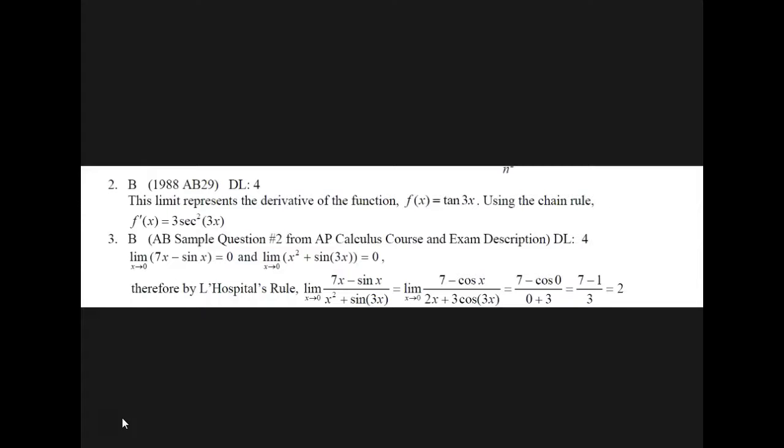Good job. So number 3 is a L'Hopital's. It was B. And then the difficulty level, that's what the DL stands for. The difficulty level here is a 4. A 5. So indicating if you get this question correct, you get like a 4 on the AP exam. So the difficulty level indicates what category or grade level they think you would earn on the AP exam.